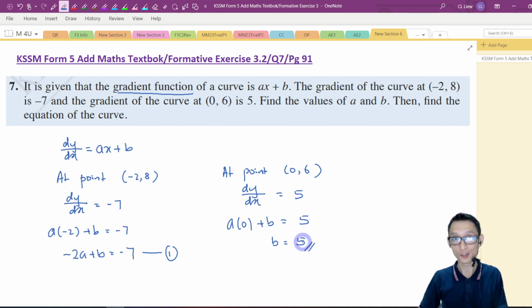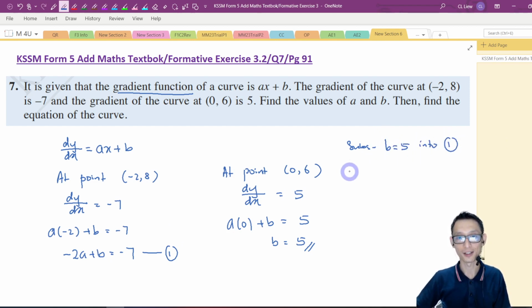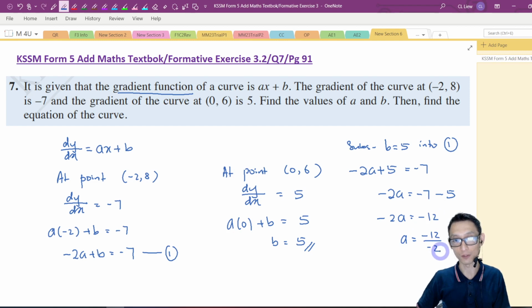Now we can substitute this value into the first equation to help us get the value of a. So substitute b is equal to 5 into the first equation. Negative 2a plus 5 is equal to negative 7. So negative 2a is equal to negative 7 minus 5. Negative 2a is equal to negative 12. So a is equal to negative 12 divided by negative 2, and a is equal to 6. Now we got the value of a and b. So this means that dy by dx is equal to 6x plus 5.